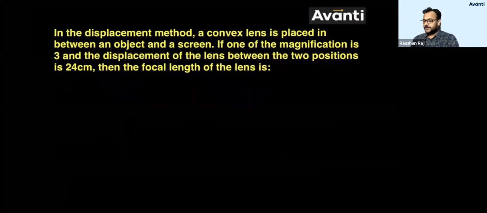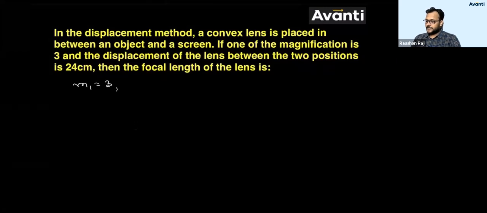In the displacement method, a convex lens is placed in between an object and a screen. If one of the magnifications is 3 and the displacement of the lens between the two positions is 24 centimeter, then the focal length of the lens is. What values are given? So we have the answer for M1, that is 3. Displacement of the lens between two positions, that is x.